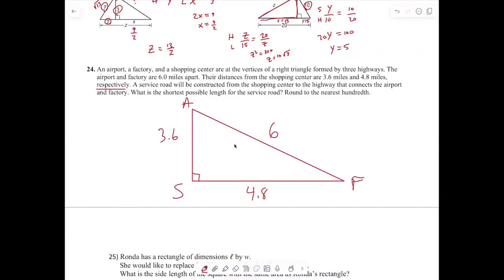Okay. All right. A service road will be constructed from the shopping center to the highway that connects the airport and the factory. So essentially what they're saying, the shortest distance is a what? Is a perpendicular. Do we agree? So that's going to be the shortest distance from here to here. And that's X. Do we agree? Right? So this is the short leg, this is the long leg, and the hypotenuse. So essentially I'm looking for X over 3.6. Do we agree? Which is the long leg over the hypotenuse. Do you agree with that? Yeah. All right, cross multiply, figure that out. All right, anybody else?